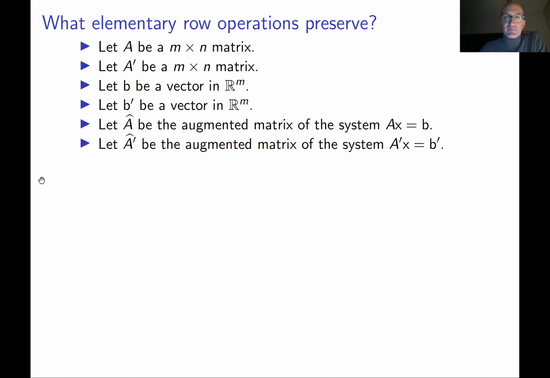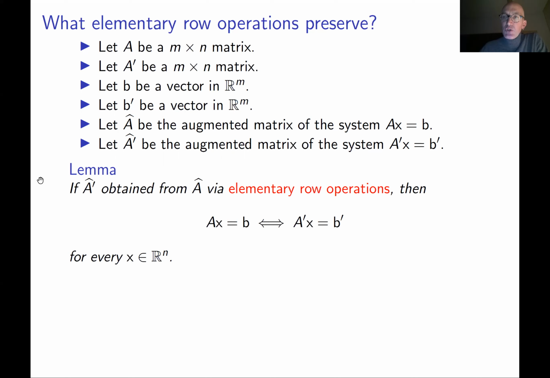And we now assume that one system of equations can be obtained from another using elementary row operations. In matrix language, we say that if this augmented matrix A hat prime is obtained from A hat using elementary row operations, then they have the same solution: AX equals B if and only if A prime X equals B prime. You don't change the set of solutions. You don't get new solutions, you don't lose any solutions if you use elementary row operations.